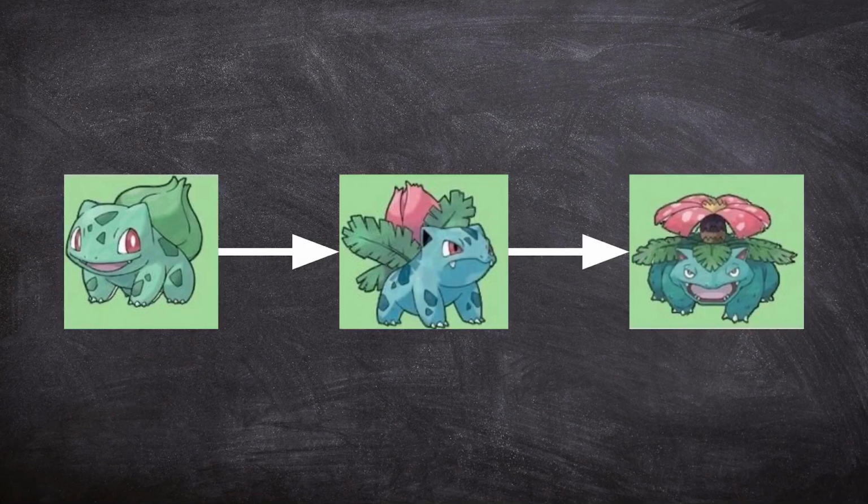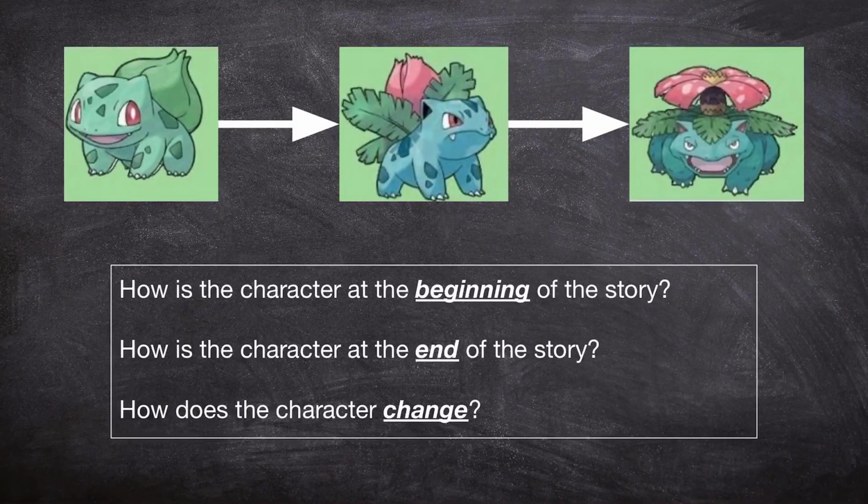And so as you can see, the Pokemon in this picture have gone through different stages of evolution. And from the first picture to the last picture, you can see how this character, the Bulbasaur, has changed by the end picture and now has a big pink flower on its back. So that's exactly what character development is. In character development, we ask ourselves a few questions. How is the character at the beginning of the story?